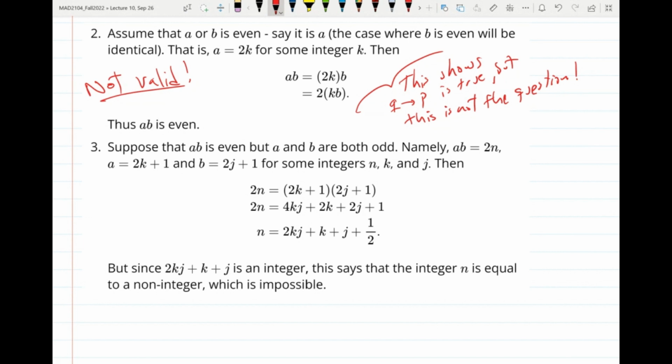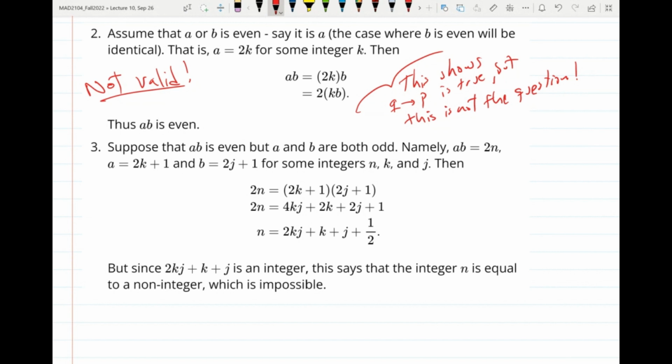Now, let's see what's going on with number 3. Suppose that AB is even. Okay, so we are assuming P, that's fine. But A and B are both odd. So what's going on here? What are we trying to do? So we are assuming P, and we are also assuming the negation of Q.